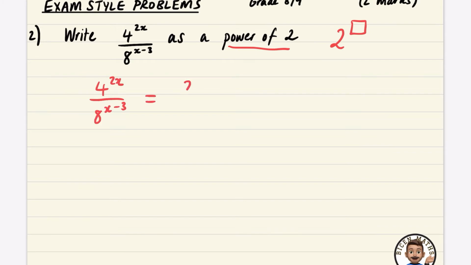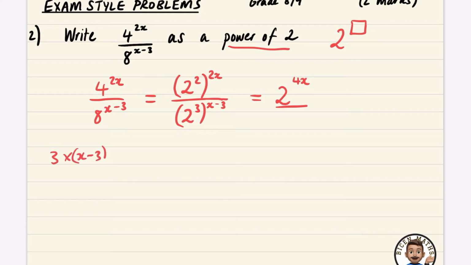Well, 4 is 2 squared. So I'm going to do 2 squared, and that's going to be raised to the power of 2x. And we know that 8 is 2 cubed, and that's going to be raised to the power of x minus 3. Now we just need to think carefully about the multiplication, because it's the brackets, you can multiply them. So that would be 2 to the power of 4x over, now we've got 3 being multiplied by x minus 3. Really, that's 3 being multiplied by x minus 3 in brackets.